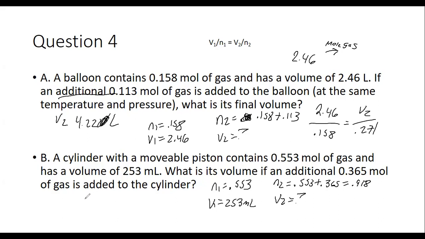So V1, 253, divided by n1, 0.553, equals V2, I don't know, divided by 0.918. V2 equals 420 milliliters. All right. Any questions about that? Good old Avogadro's Law.